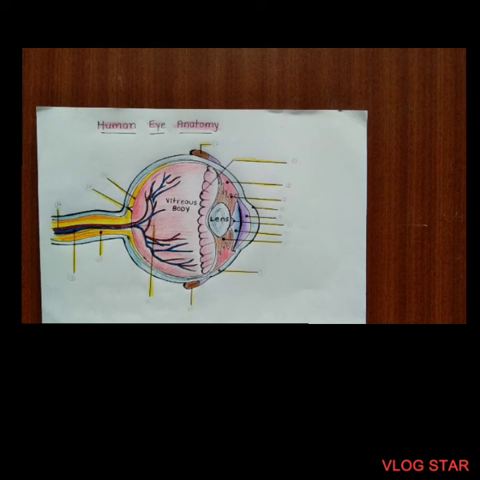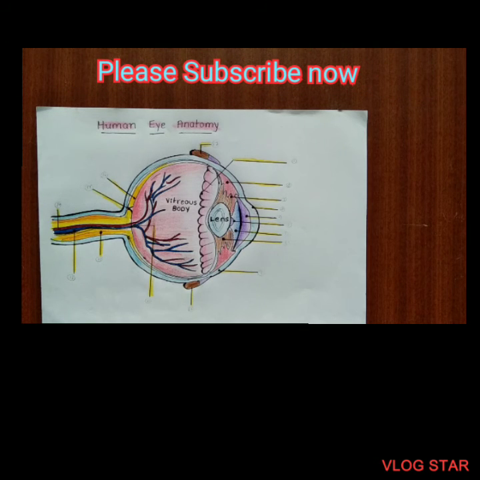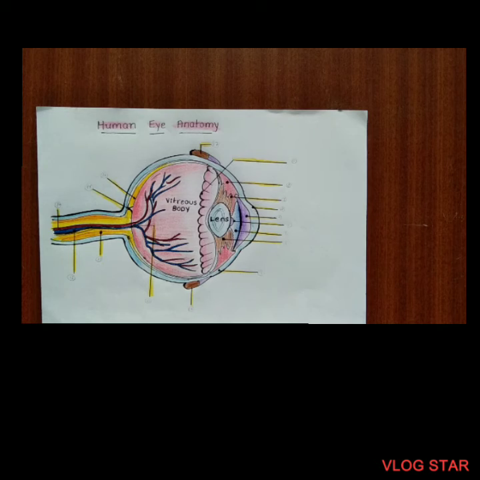Friends, today we see about human eye anatomy. This is the structure of the human eye. First we are labeling this structure.